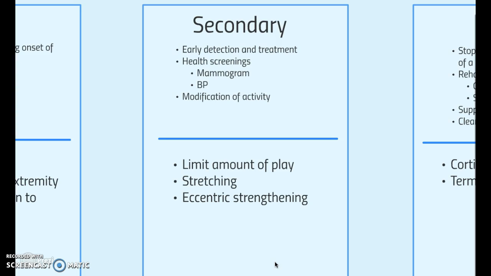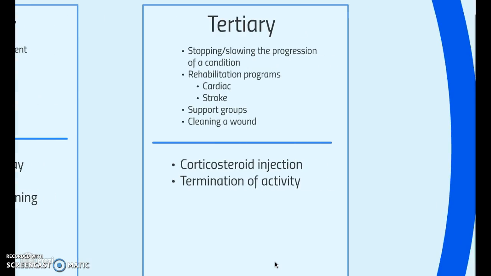experiencing at his knee. In tertiary injury prevention, the condition is full-blown and we are simply attempting to stop or slow the progression of this condition. This is most commonly seen in rehabilitation programs of patients that have suffered from a stroke or a cardiac event. Support groups and cleaning wounds are also examples.